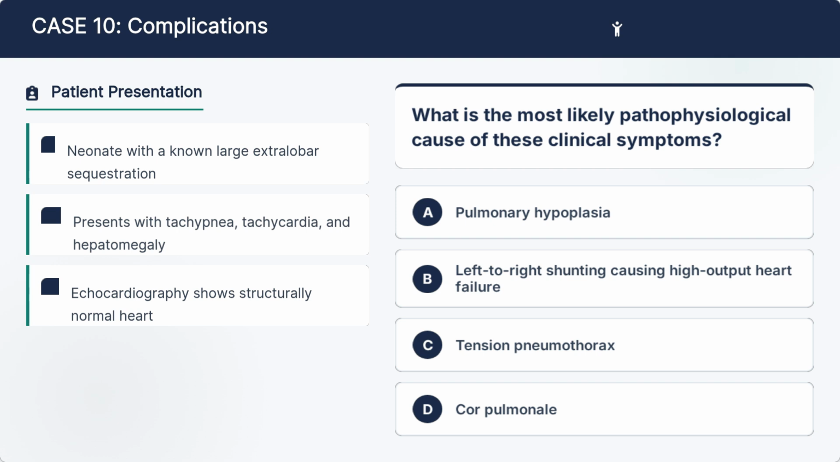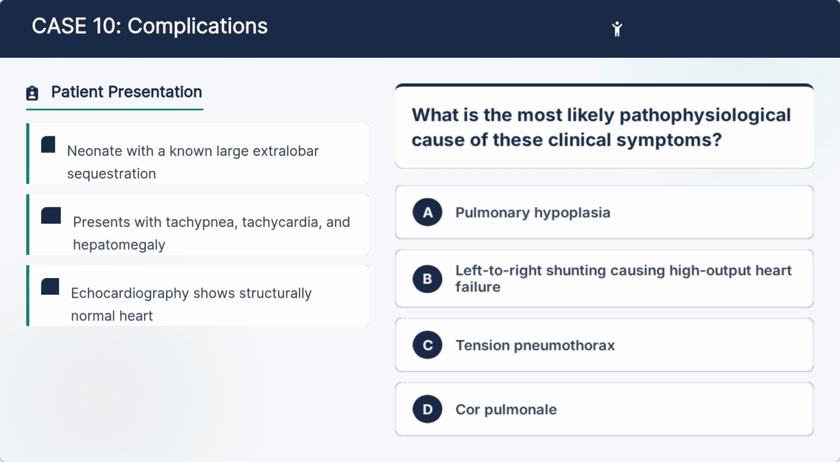Case 10. Complications. A neonate with a known large extralobar sequestration presents with tachypnea, tachycardia, and hepatomegaly. Echocardiography shows a structurally normal heart with no congenital cardiac defect. The question is, what is the most likely underlying mechanism explaining this neonate's cardiovascular and respiratory compromise?